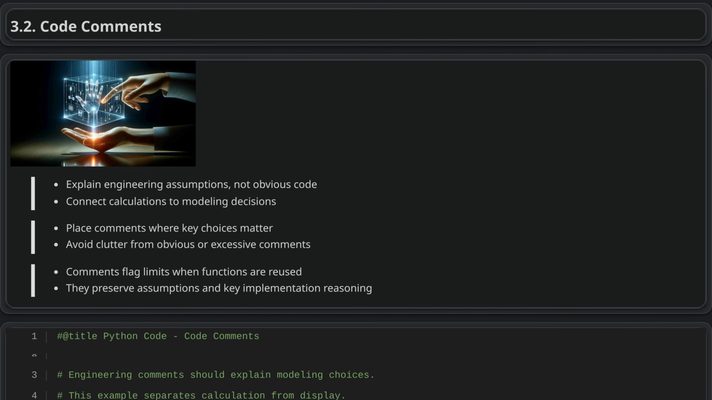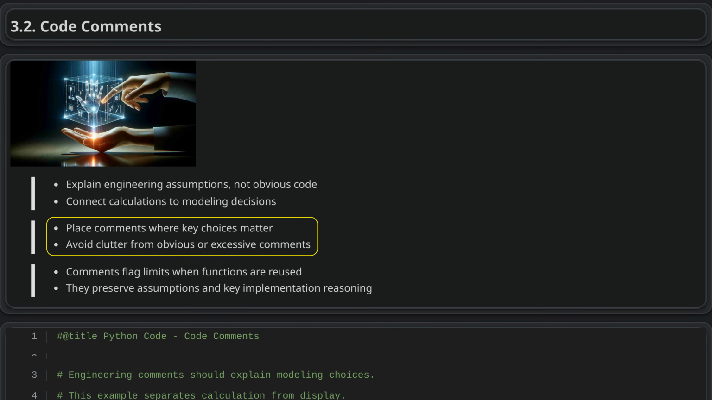Code comments. Code comments are most useful when they explain the engineering reasoning behind a calculation, not when they simply restate the code. They should capture key assumptions, such as material behavior or operating conditions, so future readers understand why a method was chosen. Good comments link the engineering model to the implementation, while keeping the code easy to follow.